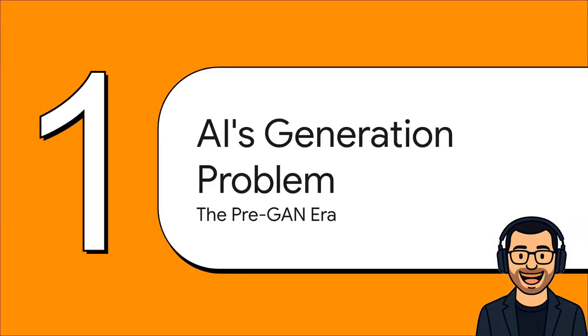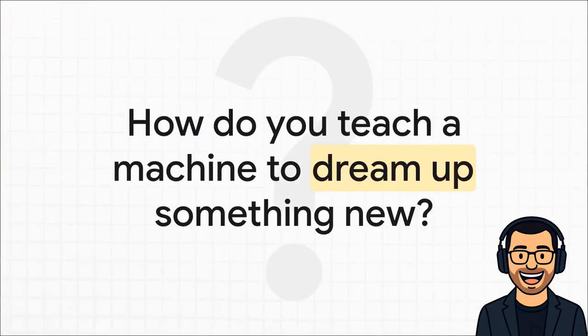Okay, so let's rewind to before 2014. If you wanted to get an AI to generate something new and realistic, like a picture of a face that doesn't exist or a handwritten number it's never seen before, it was just incredibly difficult. The whole process was a computational nightmare, and the results, well, let's just say they weren't always that convincing. I mean, really, think about it. How do you teach a machine to dream? That was the big question, and researchers were kind of stuck.